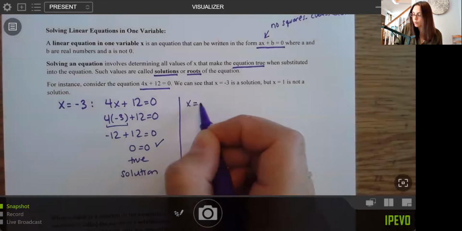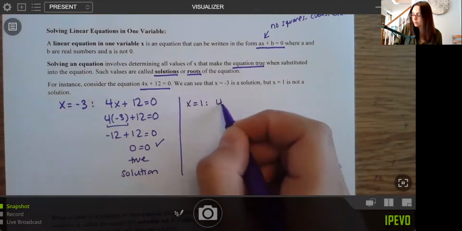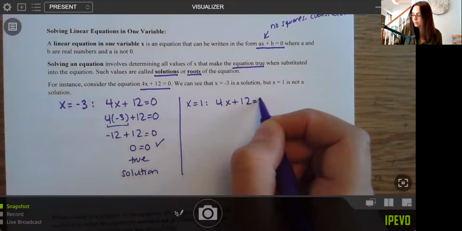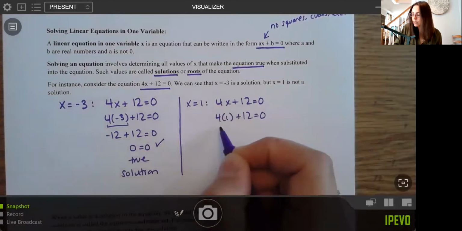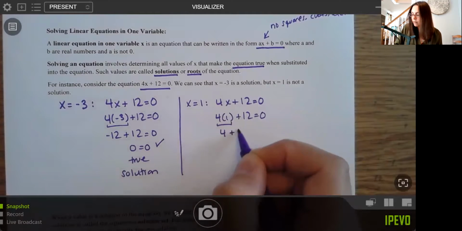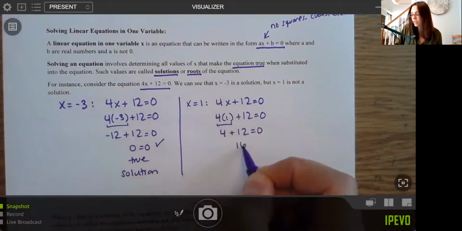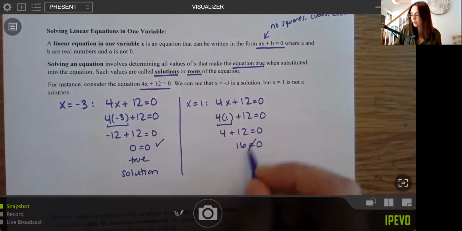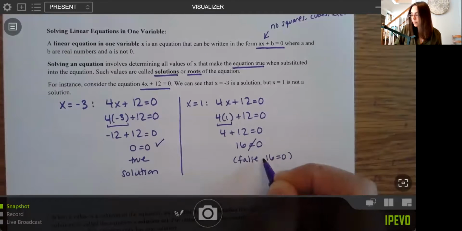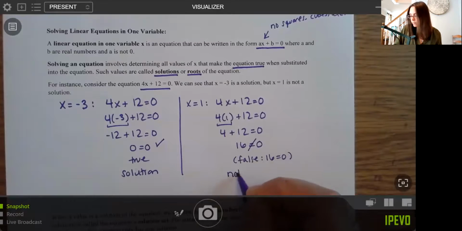When I go to plug in 1, and I simplify, I have 4 times 1 is 4, and then 4 plus 12 is going to be 16. So this obviously is false, right? This is not true. These are not equal. So that was a false statement. So this is not a solution.